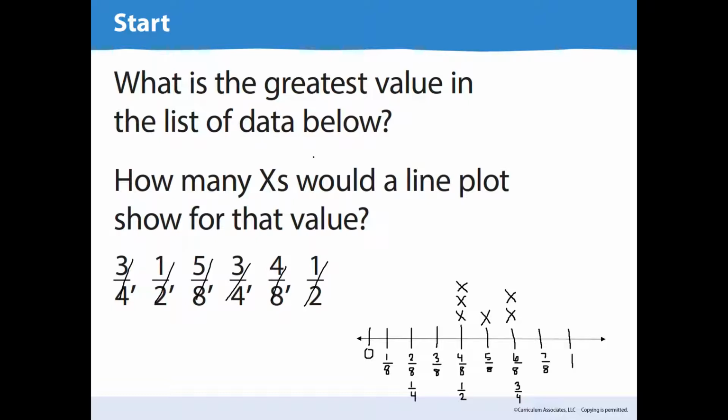And it says, what is the greatest value in the list of data below? So the greatest on our plot is up here, but the greatest one that has value is right here. It's the 6/8 and 3/4. So the greatest value is this one right here. So we'll say the greatest value is 3/4. And then it says how many X's would a line plot show for that value? So here we have 2 X's, and so it has 2 X's.